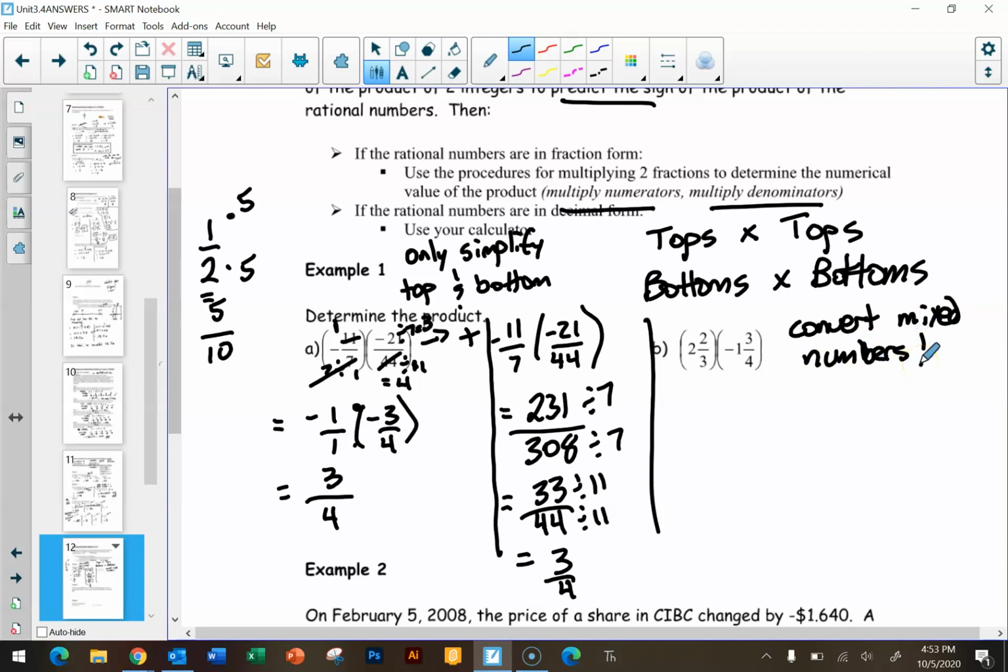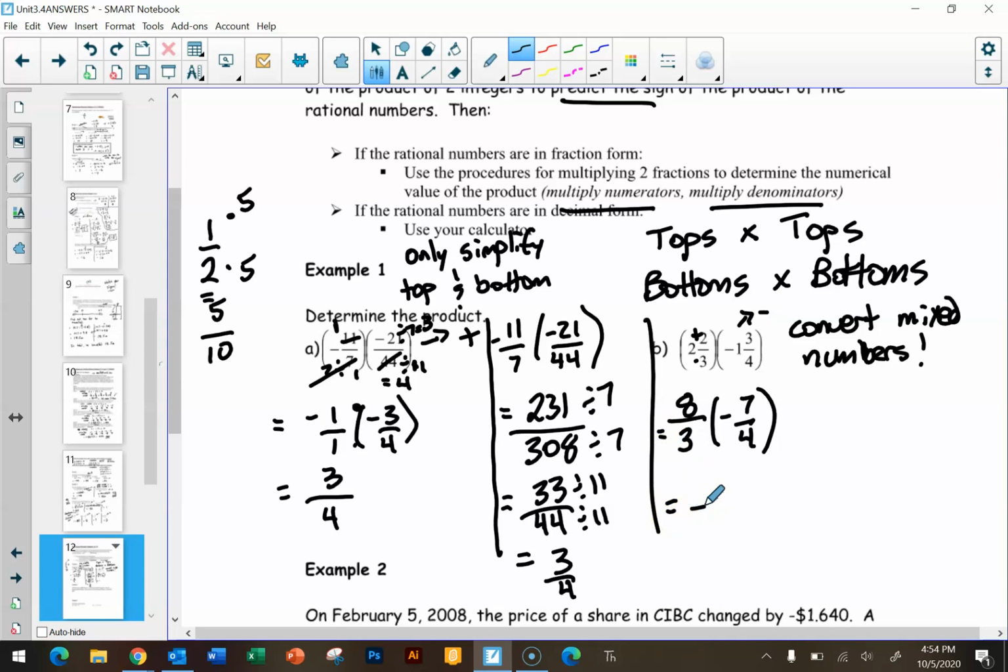So we're going to convert our mixed numbers to improper fractions. That's where the numerator is going to be bigger than the denominator. So when we've got a mixed number, it's times and plus, right? So 3 times 2 is 6, plus 2 is 8, and you always keep the original denominator. And then this one is going to be a negative. We've got 4 times 1 is 4, plus 3 is 7 over 4. We've got a negative times a positive, so our answer is going to be negative. So we know that right away. Well, I might as well just put that negative there.